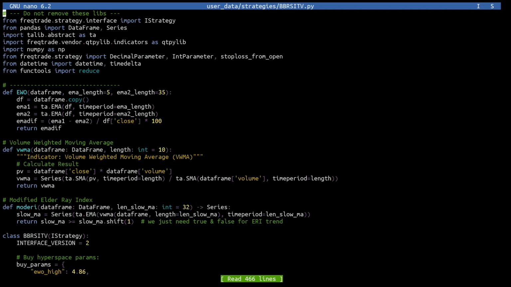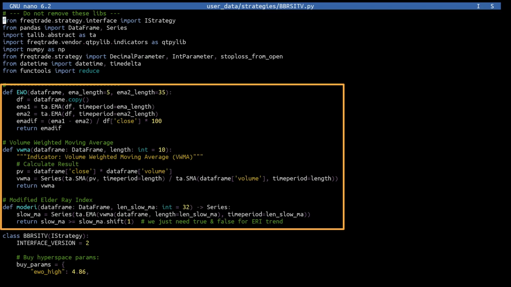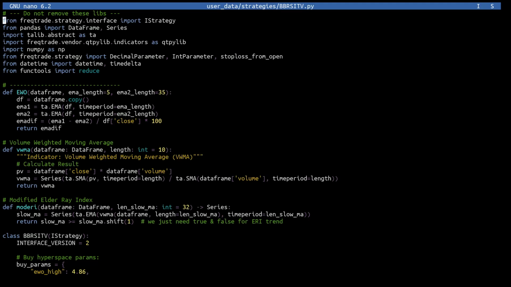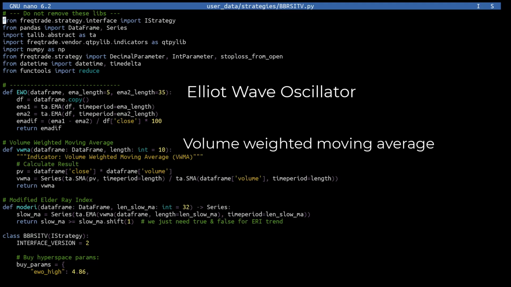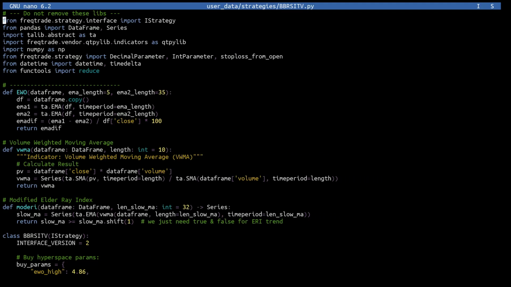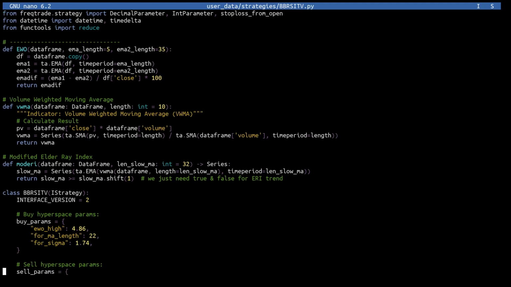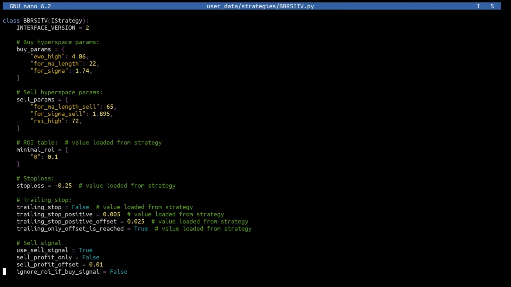The author has configured 3 custom indicators here, called EWO, VWMA and MODRI. And searching on the internet, these stand for AFILIATE wave oscillator, volume weighted moving average and modified elder ray index. Now at first I was pretty excited because this would then give me some insights in the signaling reliability of these indicators. But you will find out later this is not the case. So that's somewhat of a bummer, but don't let me discourage you beforehand, things will get better.